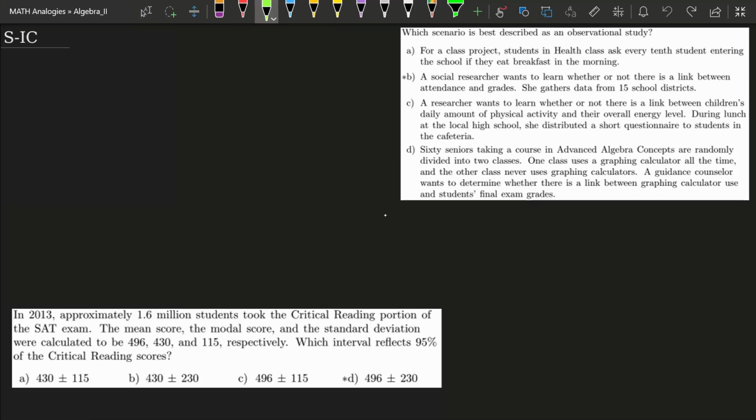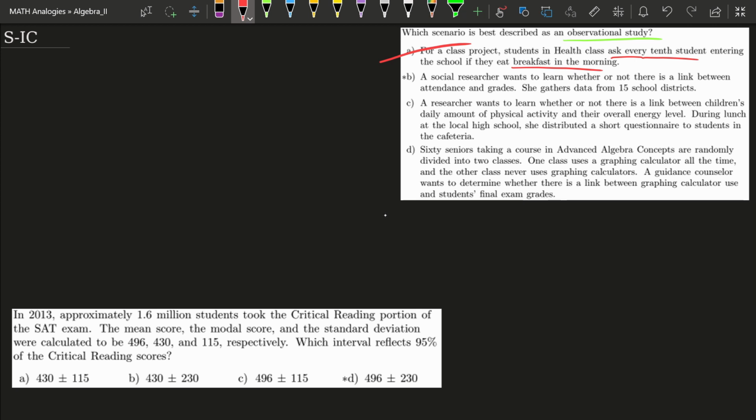Alright, so which is best described as an observational study? Well, for A, we ask every 10th student entering the school if they eat breakfast or not in the morning. Well, asking the student puts them on the spot, and that could interfere with their response, so it won't exactly be choice A.